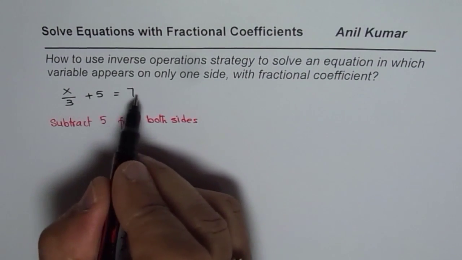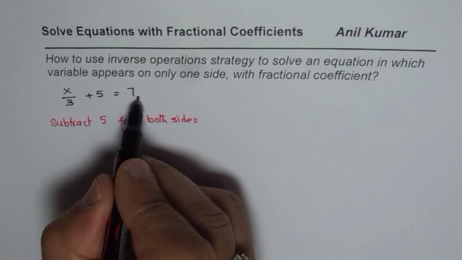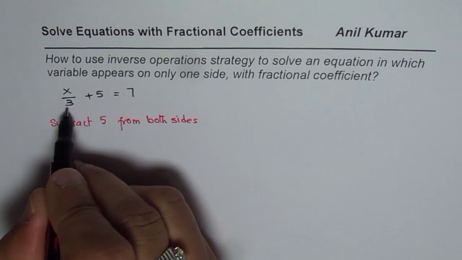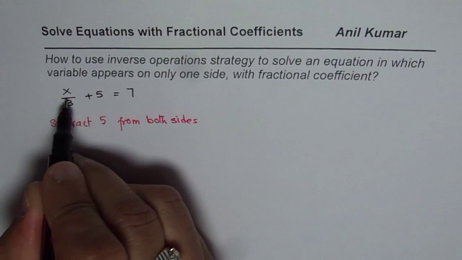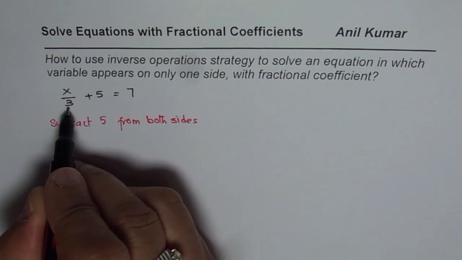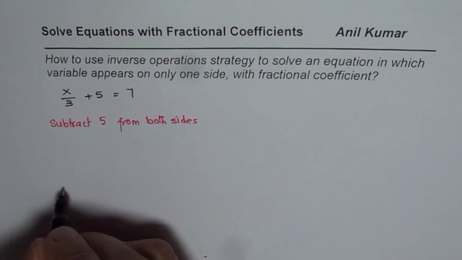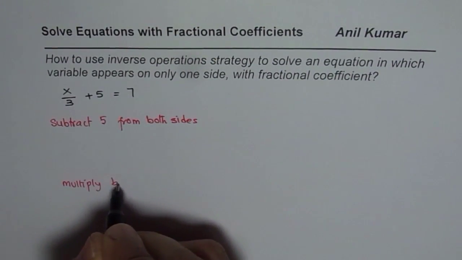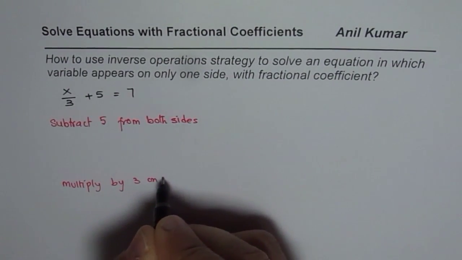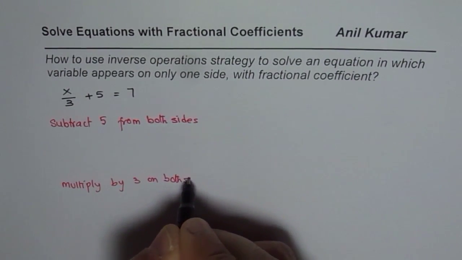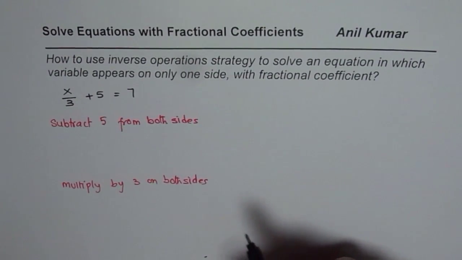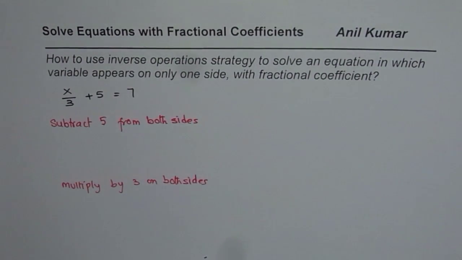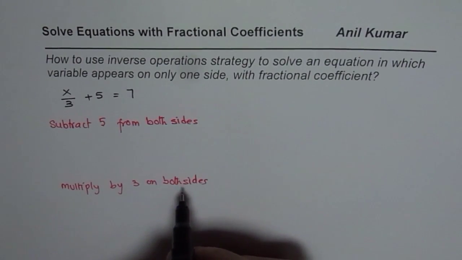Once you subtract 5 from both sides, then the next step should be what? You'll be left with x over 3. You want to get rid of x divided by 3. So the reverse operation here is multiply. Then the next step should be multiply by 3 on both sides, right? So once you do that, then the equation will be solved. Means you'll get the value of x, which will make the equation true. That is, left side equals right side. Let us follow these steps now.